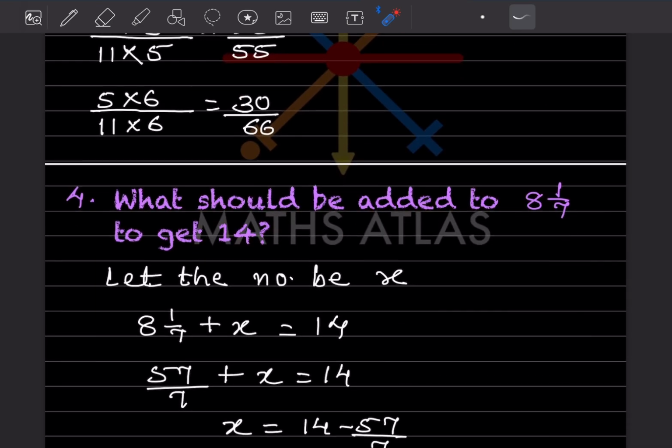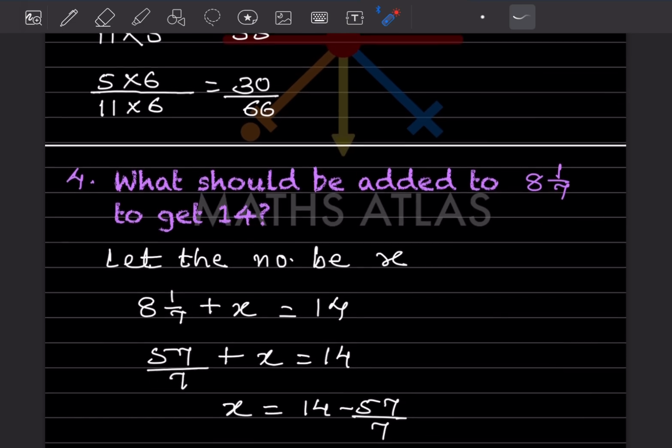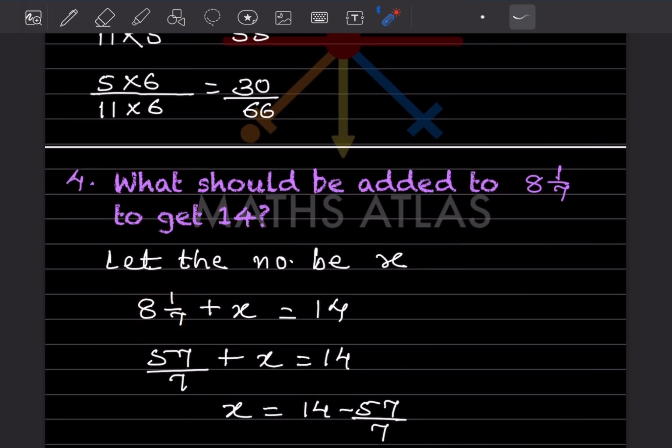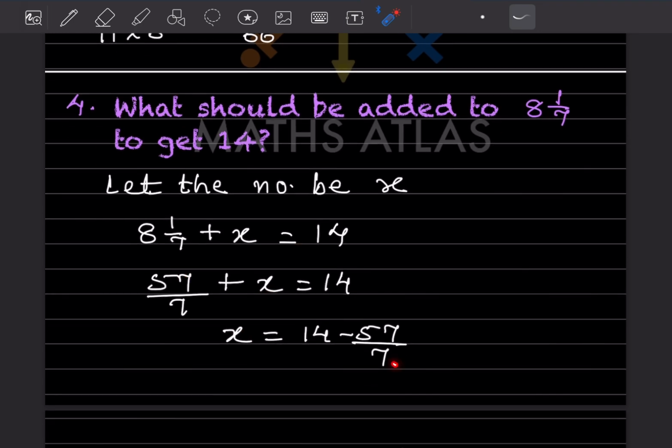What should be added to 8 integers 1 by 7 to get 14? So this is already there. What should be added means we will consider the number to be x. If you add x, the result is going to be 14. Now this is a mixed fraction, so let us make it improper. So this is going to be 57 by 7 plus x is equal to 14. So x is going to be 14 and this will go here, minus 57 by 7.